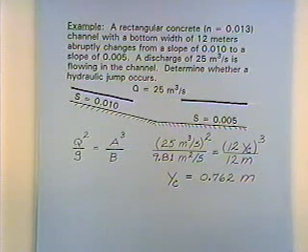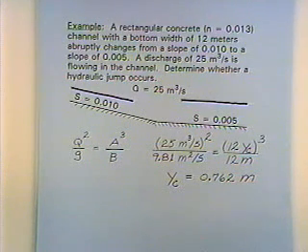It's concrete. That means the Manning's n is about 0.013. We've got a bottom width given as 12 meters, and it's abruptly changing from a slope of 0.01 to a slope of 0.005. So it's changing from a steep slope to a less steep slope. And we've got a discharge of 25 cubic meters per second flowing in the channel, and we want to determine whether a hydraulic jump occurs.